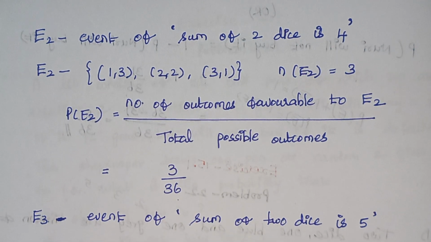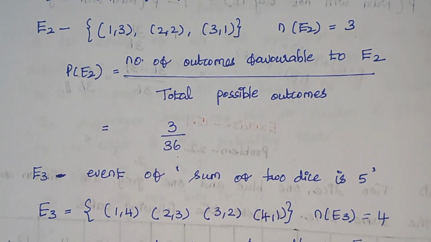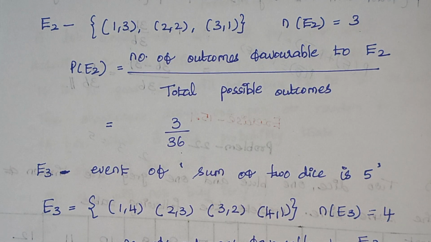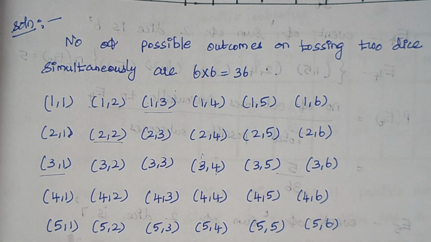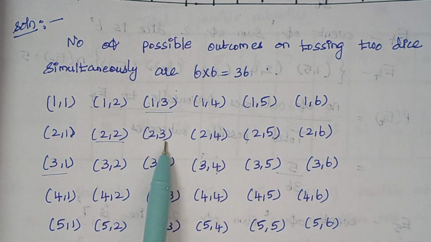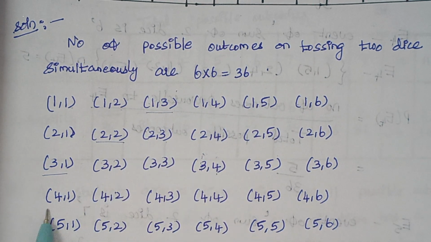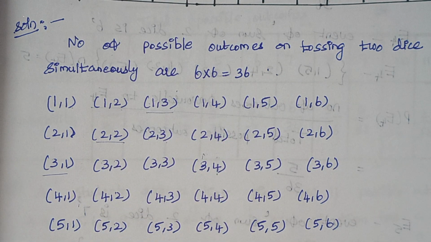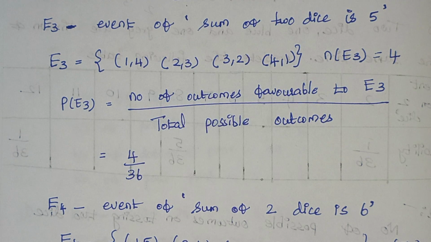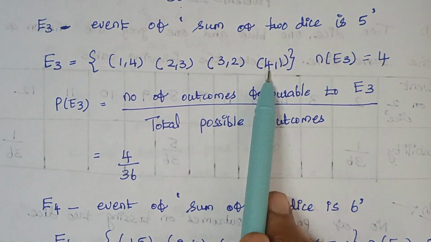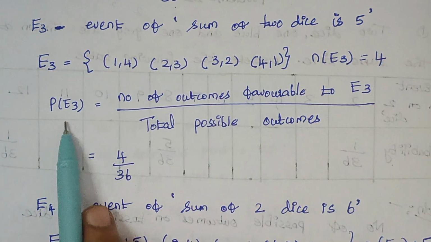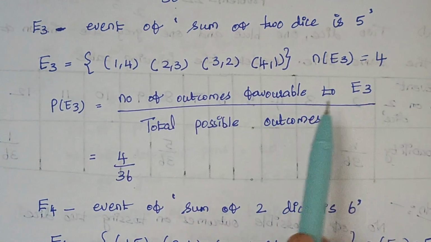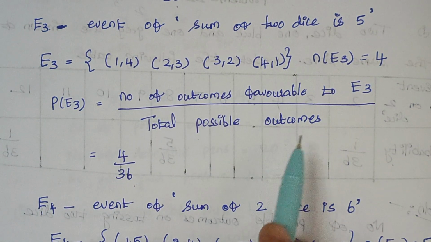Now the next thing is let E3 be the event of sum of two dice is 5. So again we have to look back at the possible outcomes here. So here 5: 1 comma 4, 2 comma 3, 3 comma 2 and 4 comma 1. So we have 4 outcomes. So totally 4, and the probability ratio is 4 by 36, that is, number of outcomes favorable to E3 divided by total possible outcomes.